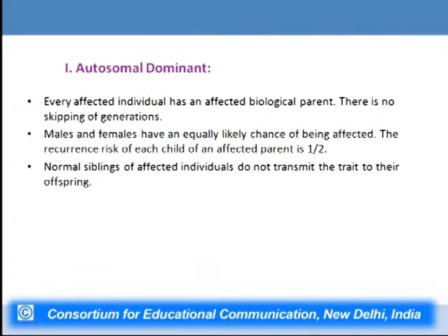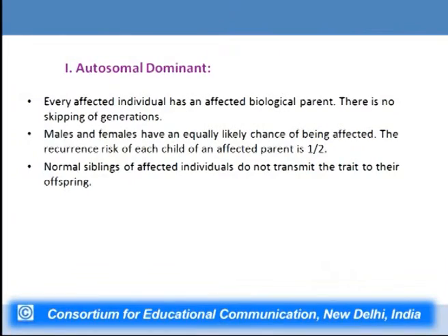The recurrence risk for each child of an affected parent is 1 by 2, that is 0.5, the probability of recurrence risk for all the children. Now, normal siblings of an affected individual do not transmit the trait to their offspring. The siblings which are normal are recessive homozygous, they do not have a copy of the dominant allele, and they will not be able to transmit the trait to their offspring.